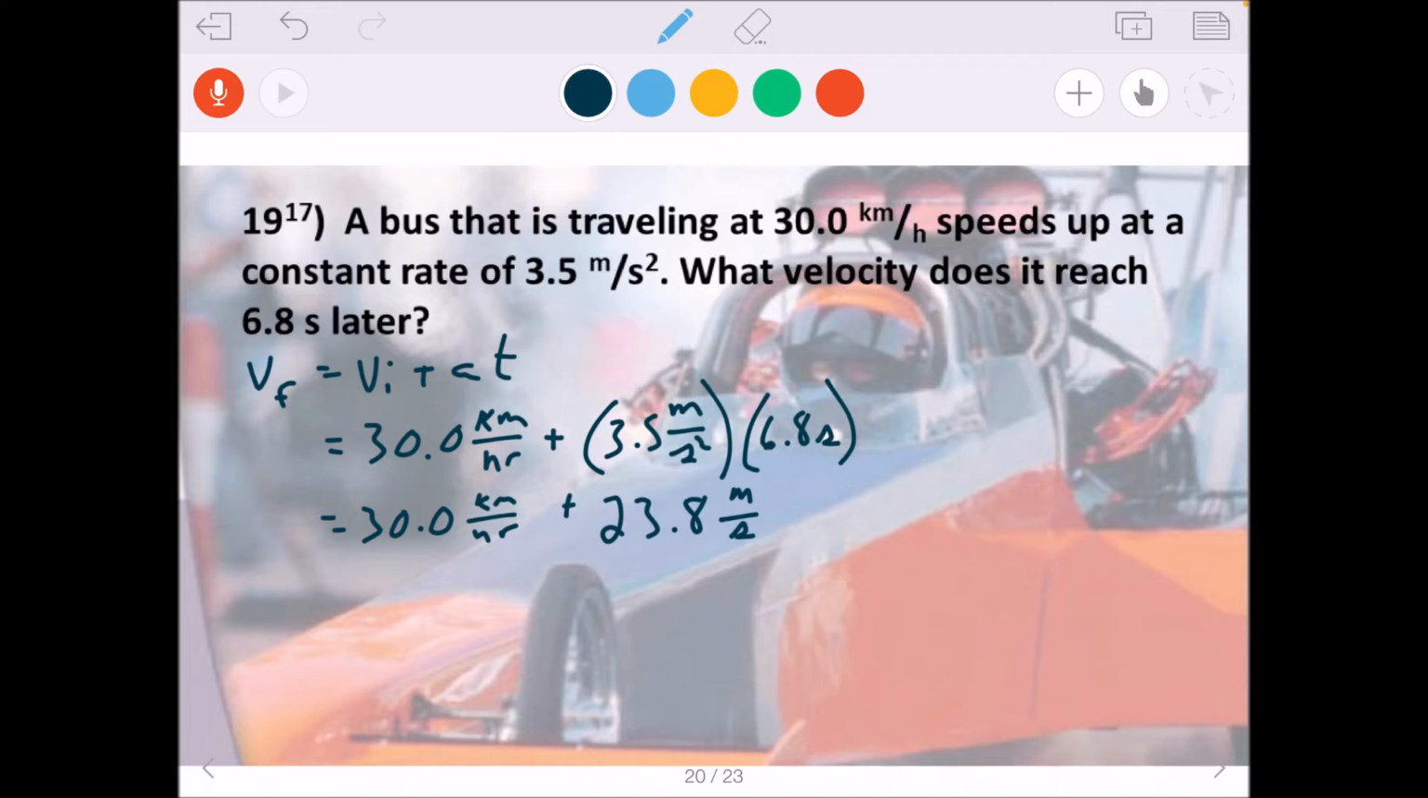Now, I do need to convert either the kilometers per hour into meters per second or the meters per second into kilometers per hour. Well, since typically we are in a bus and we're normally going to have our rate in kilometers per hour for something like that, I'm going to go ahead and convert the meters per second. So 1 kilometer, there are 1,000 meters, and then there are 3,600 seconds in an hour.